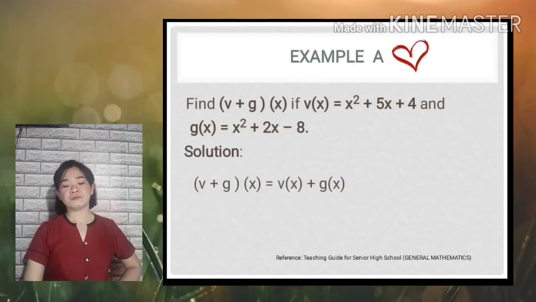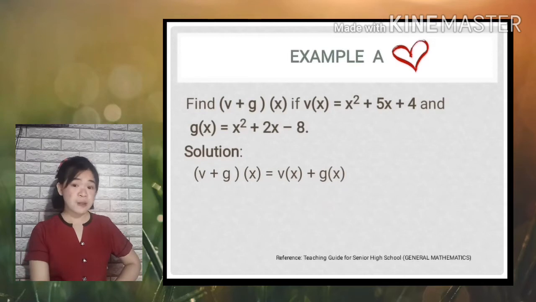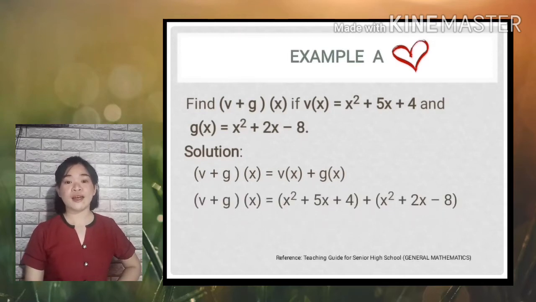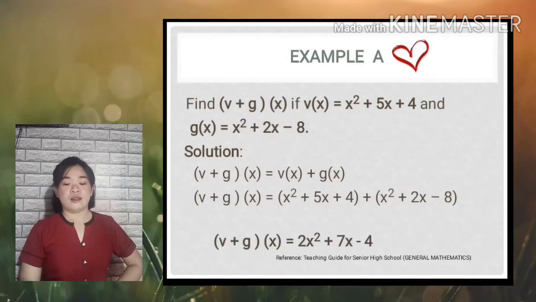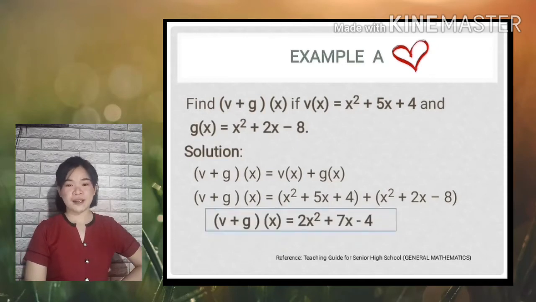So, solution. By the definition, (v plus g) of x is equal to v of x plus g of x. So substitute the value of v of x, which is x squared plus 5x plus 4, and then copy the operation, addition, and then substitute the value of g of x, which is x squared plus 2x minus 8. And then combine like terms.